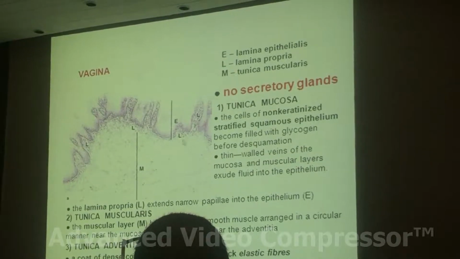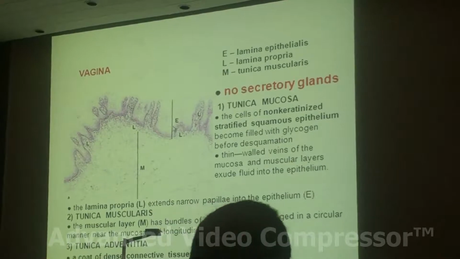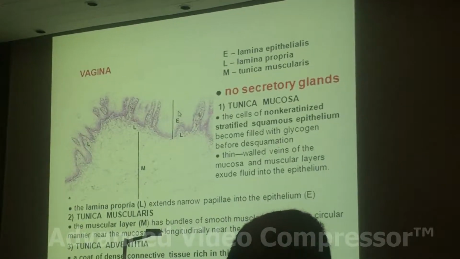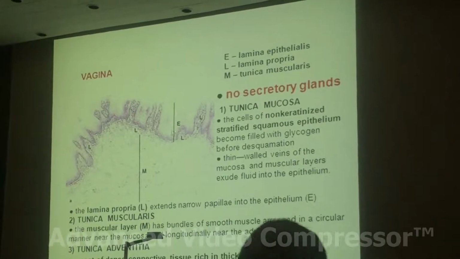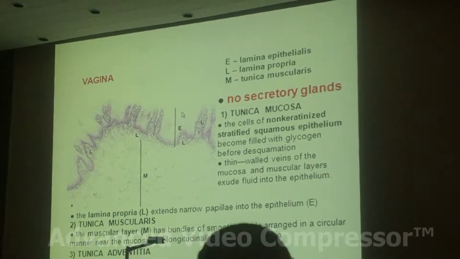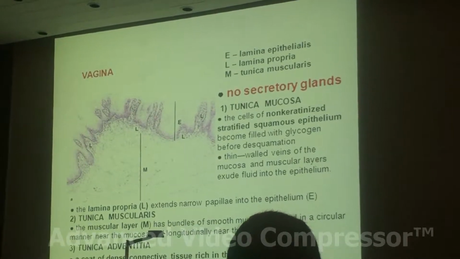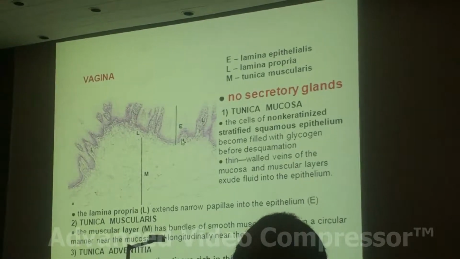Now, the epithelium, we said, is stratified squamous non-keratinized. It has a very interesting feature. Under the microscope, the cells of the epithelium are pale. As they differentiate toward the surface, they become more and more pale. Why? Due to the abundance of glycogen granules in this epithelium. Why do they contain these large amounts of glycogen granules? That is significantly important.